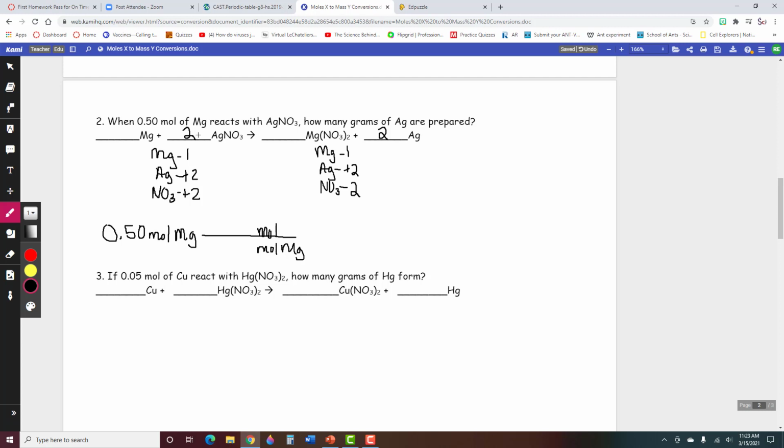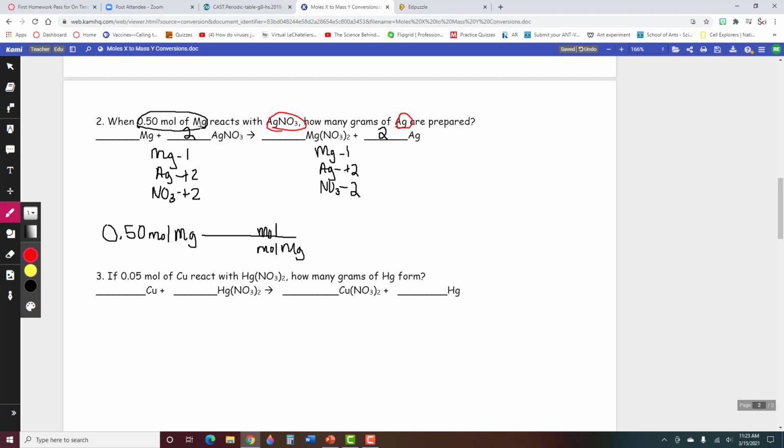Alright, you gotta read these carefully. So they gave me this as my starting amount. But then if I look here, they list AgNO3 and also Ag. And so you have to read carefully to figure out which one you want, because if you pick the wrong one, you'll get the wrong answer.